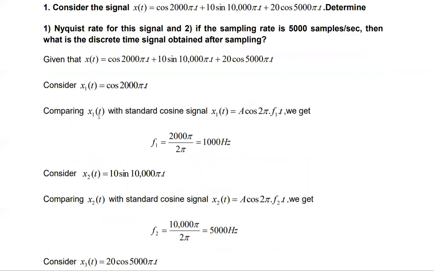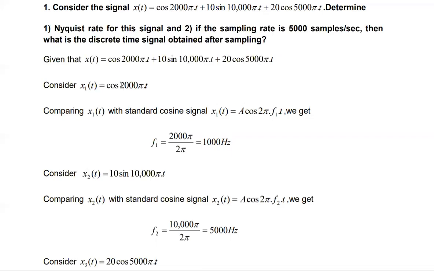How do we find the frequency f? The frequency is calculated by comparing the first signal x1 of t with the standard cosine waveform. What is the standard cosine waveform? A cos 2 pi f1 t. This is the mathematical expression for the standard cosine wave. You compare these two signals, and there is no need to worry about the amplitude. We only want the frequency f.